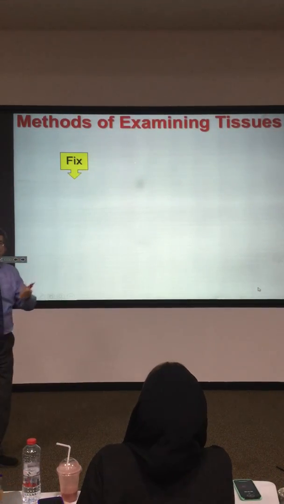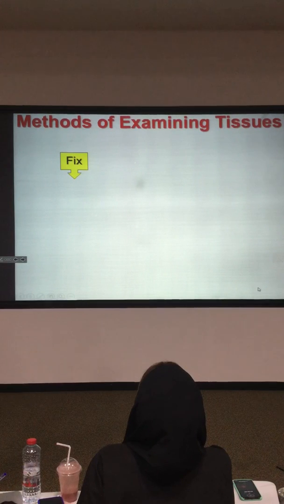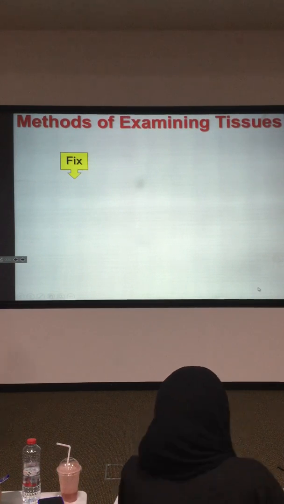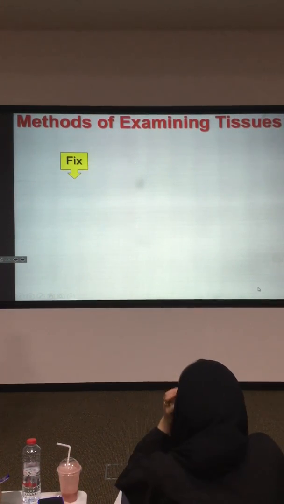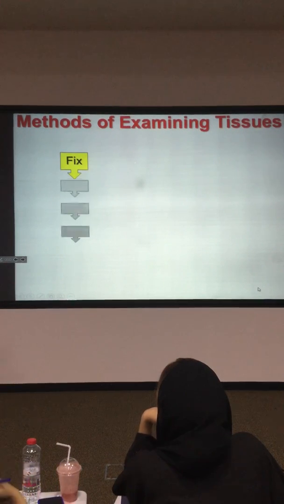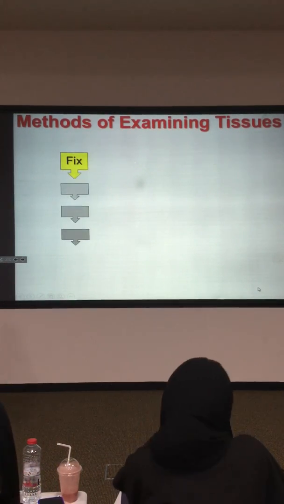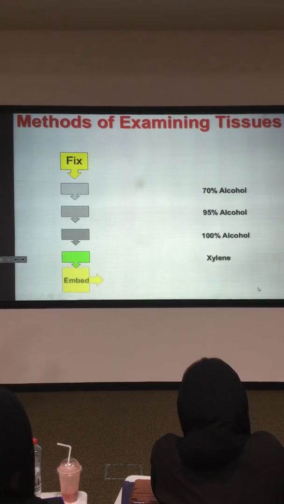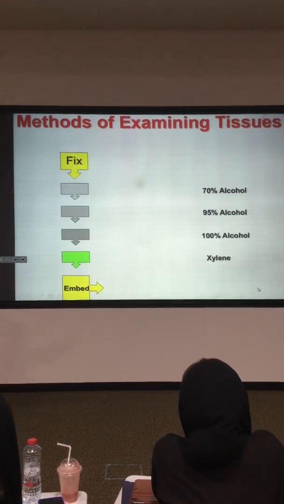Now, this is a summary slide that I showed you before, maybe in the second or third lecture, about the processing of a piece of tissue for microscopic examination. So we said fixation is the first step. Never forget this. Fixation is the very crucial step, and it is the first step. It is followed by dehydration, and then clearing and embedding in paraffin.